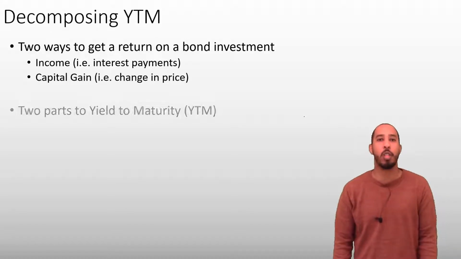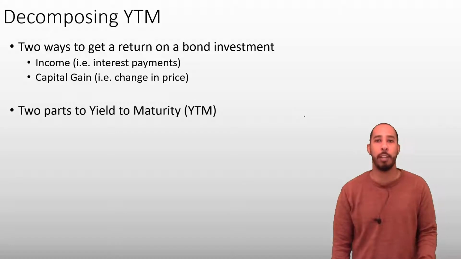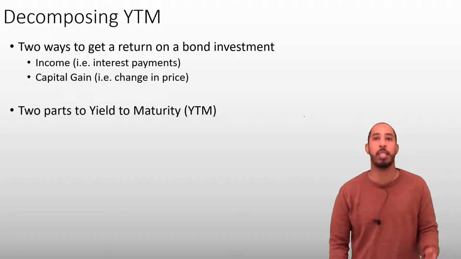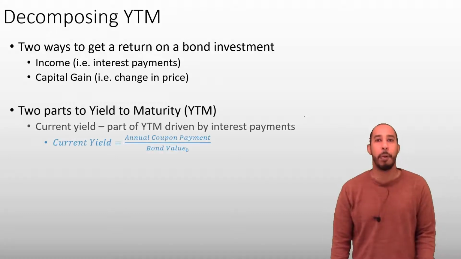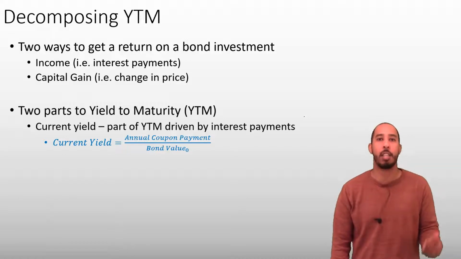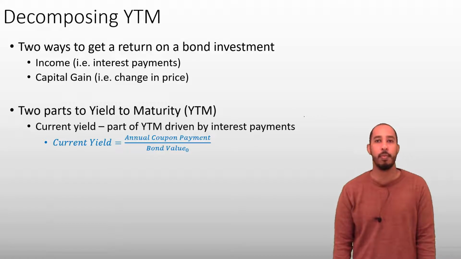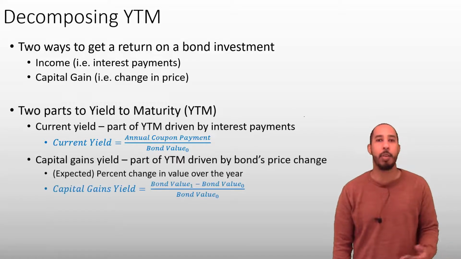So we can decompose the total average return on a bond, the yield to maturity, into two parts corresponding to these two different ways to make money. The first component is called the current yield. This is the part of the yield to maturity that's driven by the interest payments that are received. And we can compute the current yield by taking the annual coupon payment and dividing it by the bond's current price.